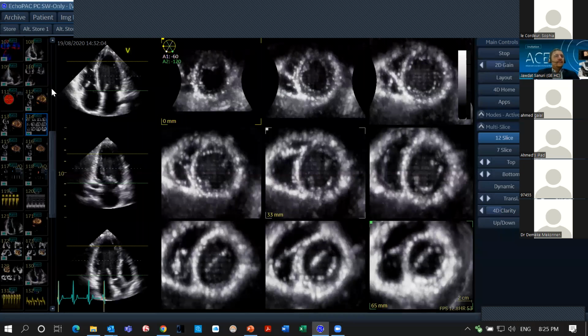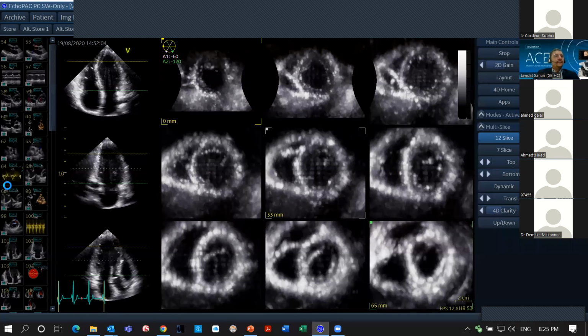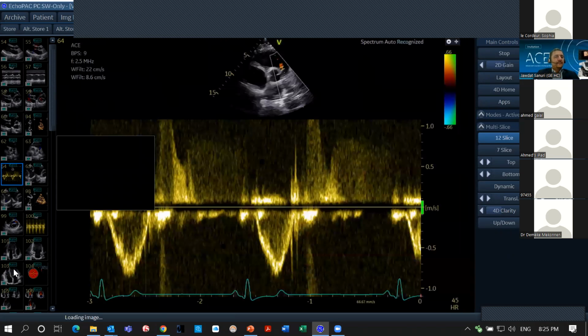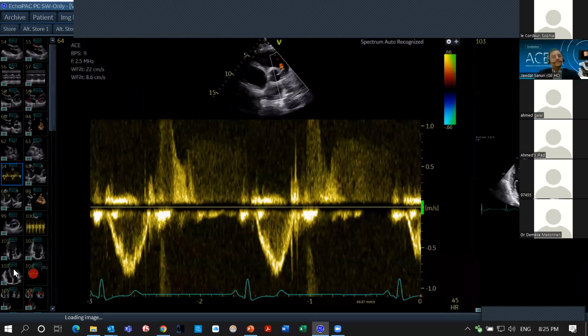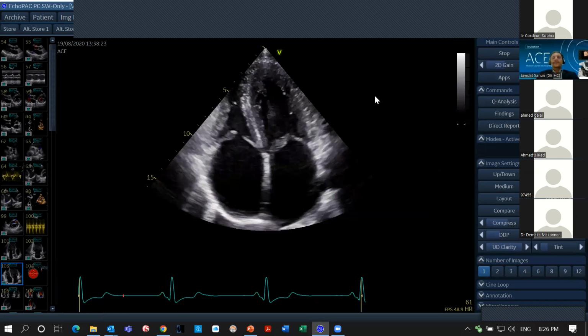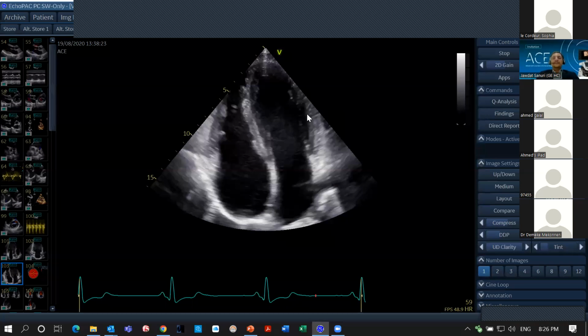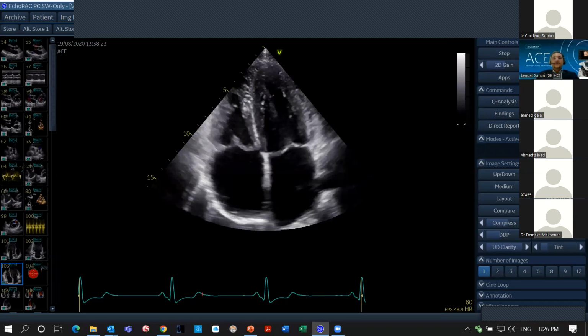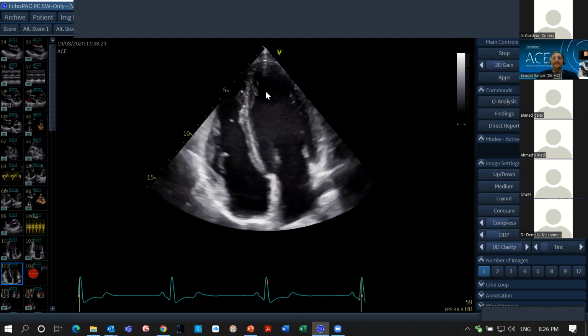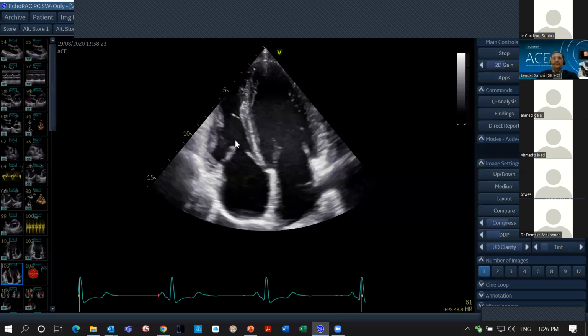Okay, so for example, if I start here with a 2D, I don't know what my mouse is doing, sorry. Here I have a 4-chamber, just a normal 4-chamber view, right? I'm sorry, I'm just waiting for my cursor to work. So here I have a 4-chamber view. What do I want to do with this 4-chamber view? Am I trying to acquire LV or LA or RV?